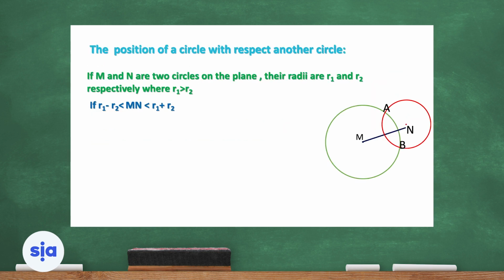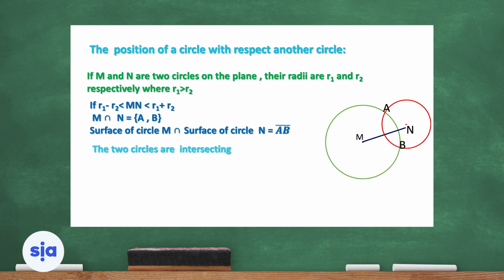Another case where R1 minus R2 is less than MN, which is less than R1 plus R2. So in here you can see that the intersection between the two circles is point A and point B. The surface of circle M intersects the surface of circle N at, exactly, segment AB. So these two circles are intersecting.